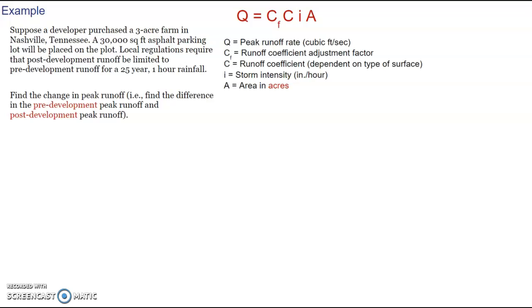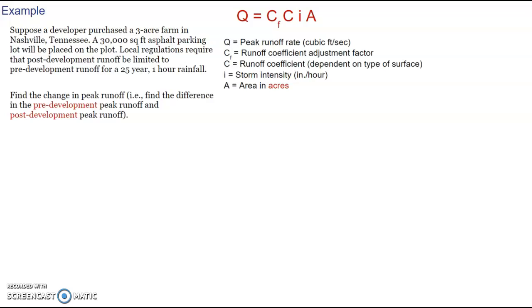We're going to find the change in peak runoff, or the difference between the pre-development runoff and the post-development runoff. We're going to use the formula Q equals C sub F, C, I, and A, where Q is the peak runoff rate, C sub F is the runoff coefficient adjustment factor, C is the runoff coefficient dependent upon the type of surface, I is the storm intensity in inches per hour, and A is area in acres. So we need to calculate our Q pre, and then we need to calculate our Q post.